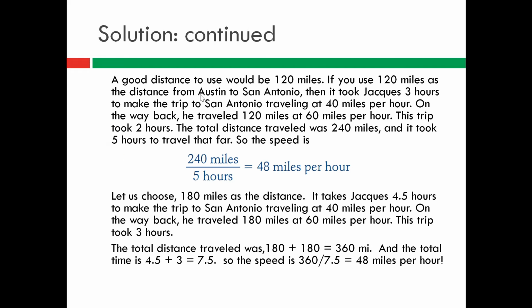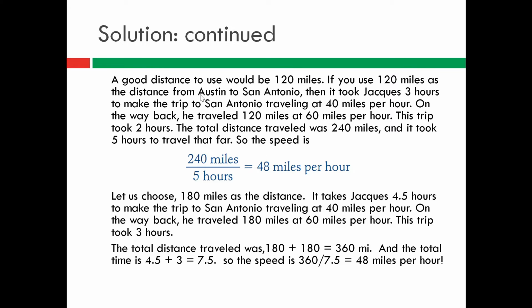So let's try this. A good distance to use would be 120 miles. If you use 120 miles as the distance from Austin to San Antonio, then it took Jack 3 hours to make the trip to San Antonio, traveling at 40 miles per hour. Why? Because distance over speed equals time. So 120 divided by 40 equals 3. On the way back, he traveled 120 miles at 60 miles per hour. This trip took 2 hours. Again, 120 divided by 60 equals 2.